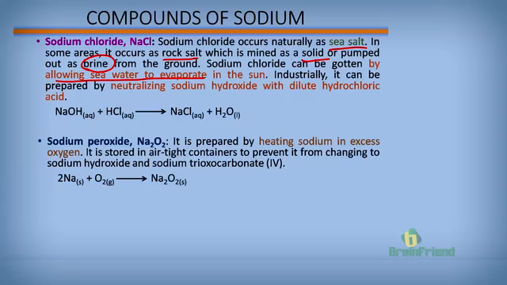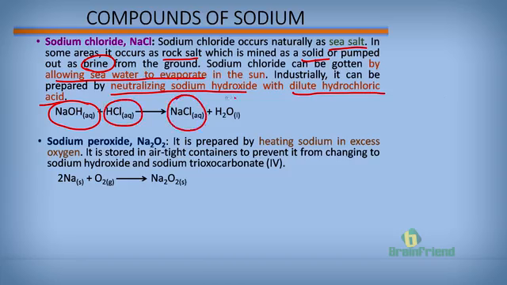But industrially, sodium chloride can be prepared by neutralizing sodium hydroxide with dilute hydrochloric acid. So when this alkali, sodium hydroxide, is treated with dilute hydrochloric acid, sodium chloride will be formed and water will be given off as a byproduct.